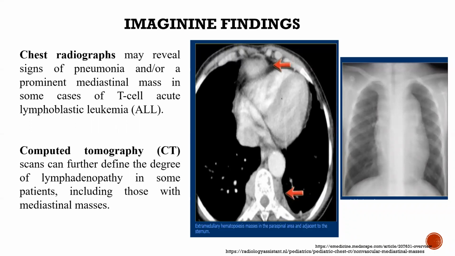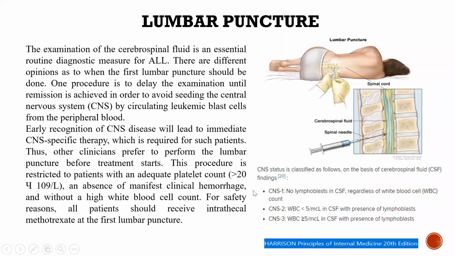You can see it represented on this X-ray. It's an increasing of the size of the mediastinum due to appearance of mediastinal mass. Bulky disease is called, and computer tomographic scans can further define the degree of lymphadenopathy in some patients, including those with mediastinal masses. For example, here it's extramedullary hematopoiesis masses in the paraspinal area.